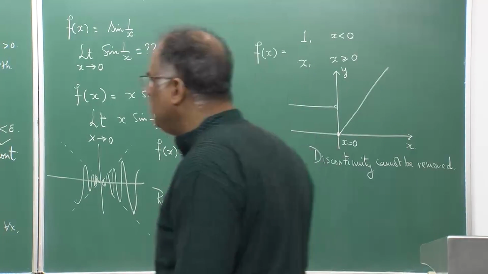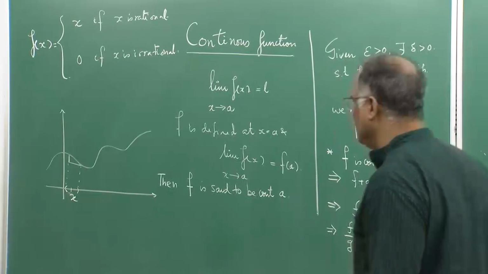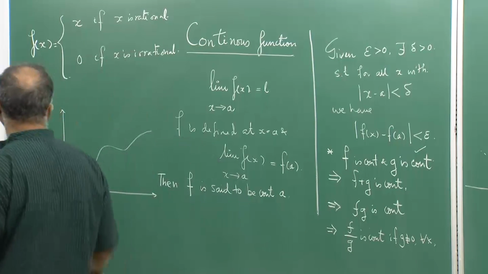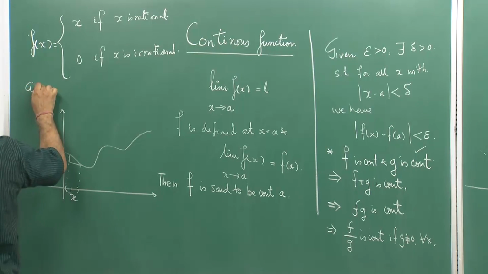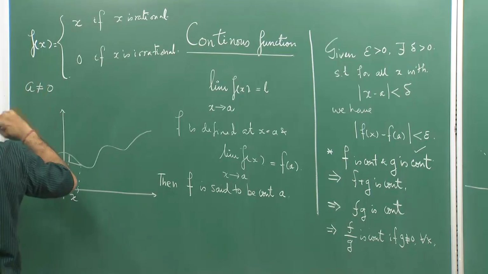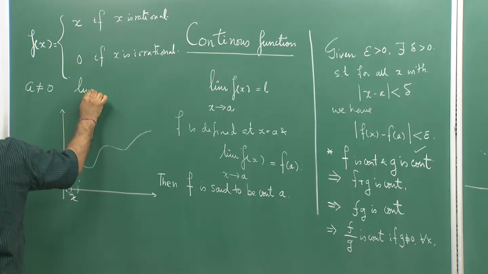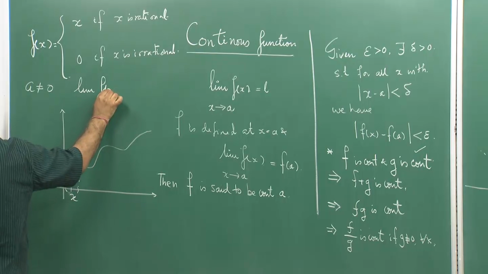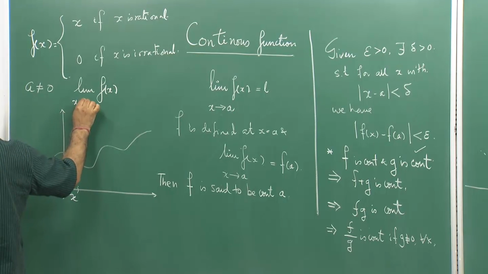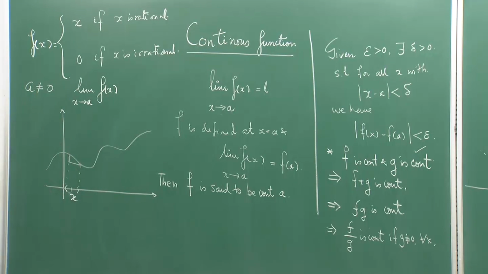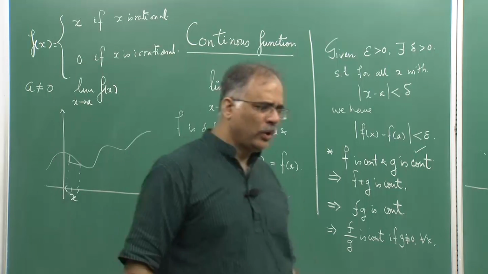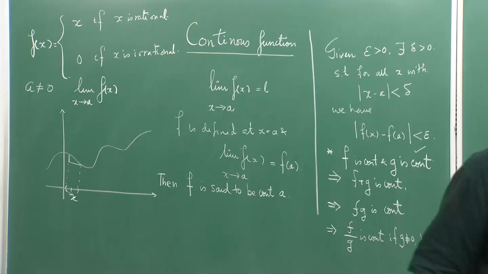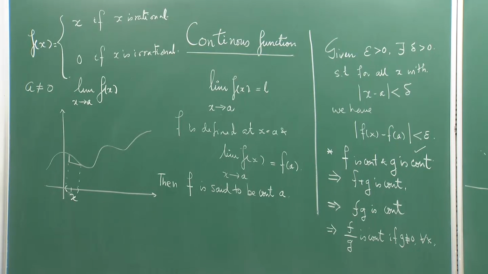If you take any point other than 0, any a not equal to 0, then the limit of f(x) as x tends to a does not exist. Why? Because the function values keep on oscillating.